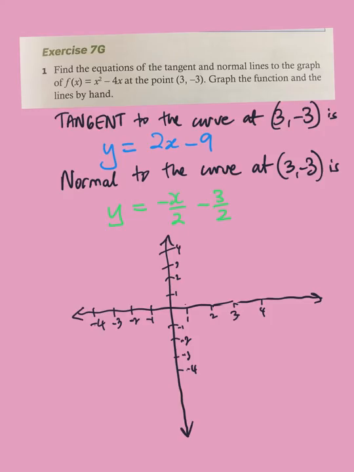Now here I've drawn my axis and labeled them, and it's very important that you do label it. And I'm going to start by graphing the curve, x squared minus 4x. Now I know that it goes through negative 3, 3. I've already been told that.